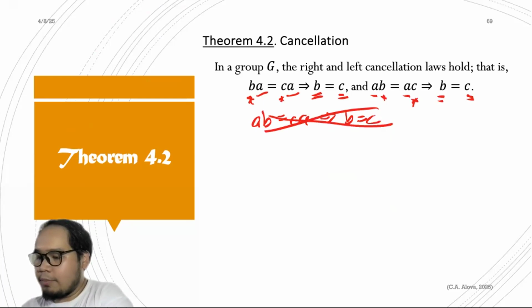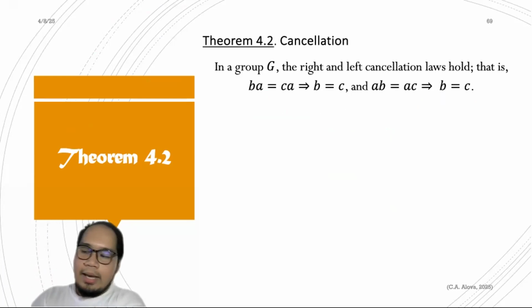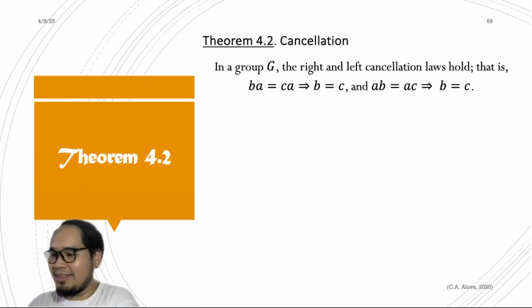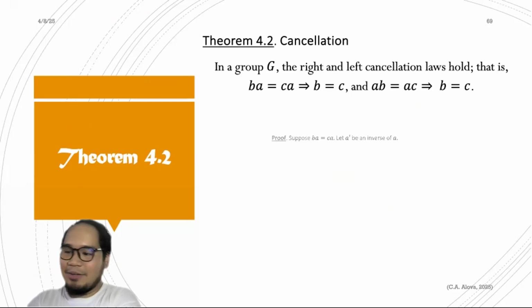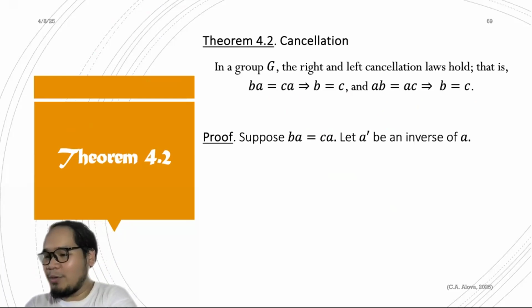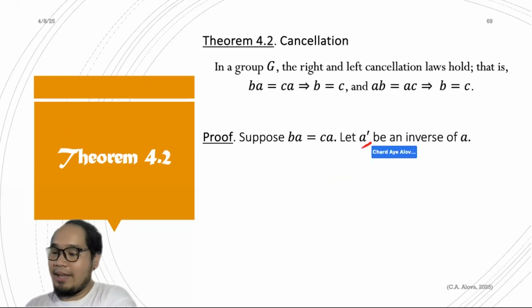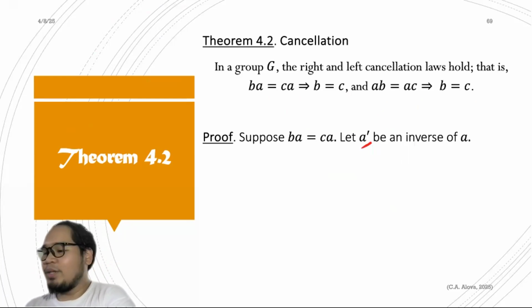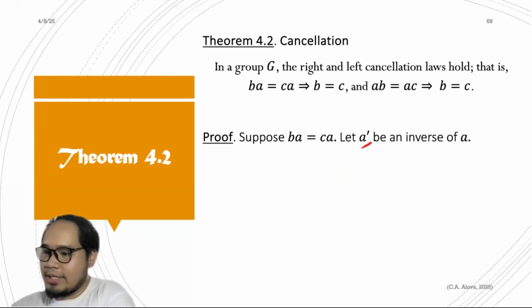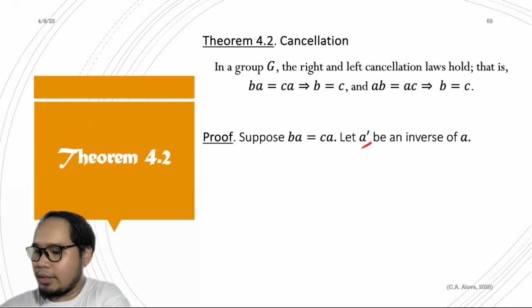Okay, now let me please clear this out. And of course, we want a proof to show that this is always true in all cases. So let's start with our opening statement. Suppose B times A is equal to C times A. And we will let A prime be the inverse of A. So what we want to do is multiply A prime to both sides. I will just write down on the top part here.